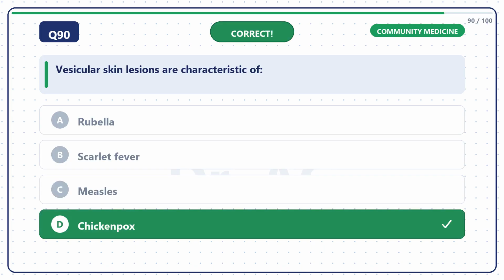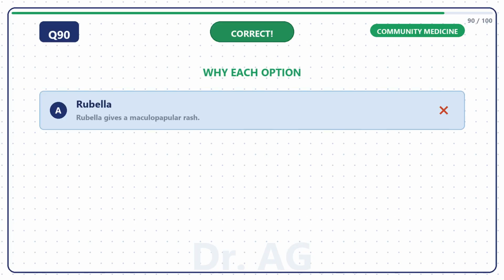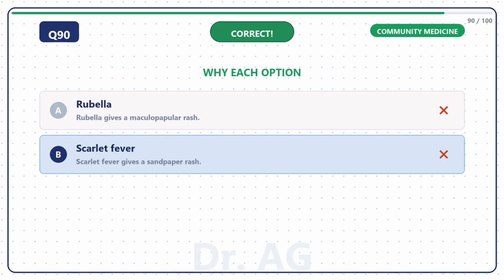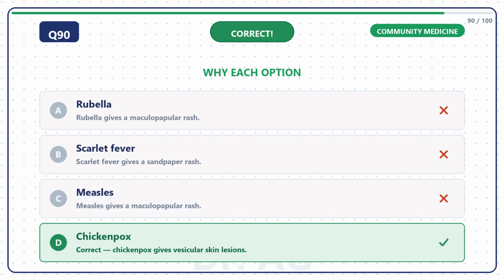The correct answer is option D. Chickenpox. Let's go through the options. Rubella. Rubella gives a maculopapular rash. Scarlet fever. Scarlet fever gives a sandpaper rash. Measles. Measles gives a maculopapular rash. And the correct answer is chickenpox.